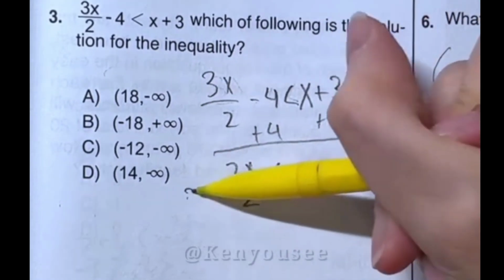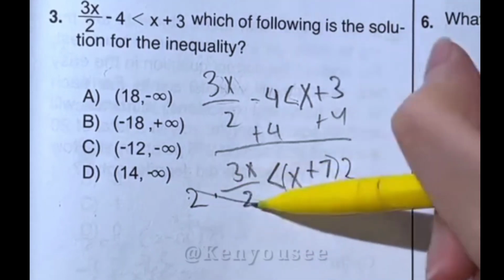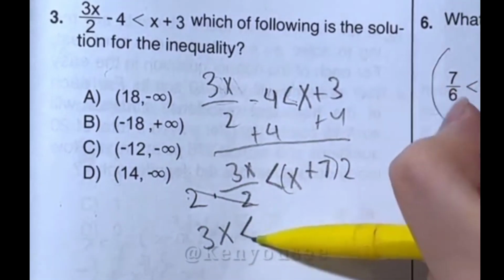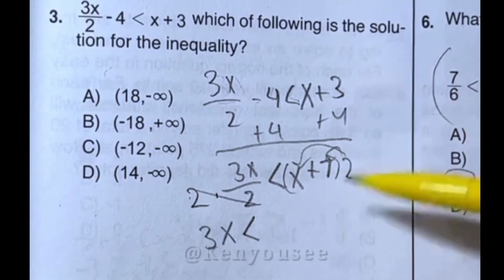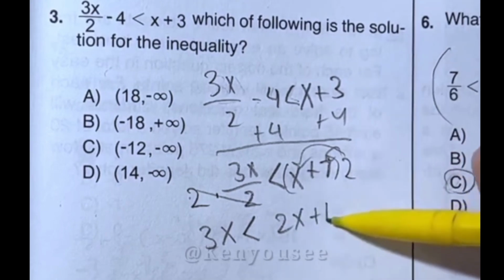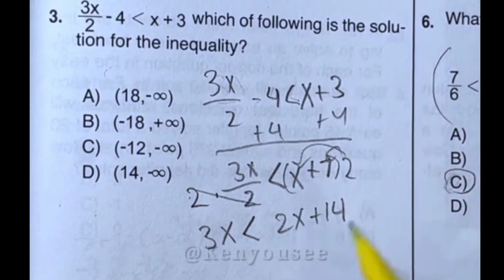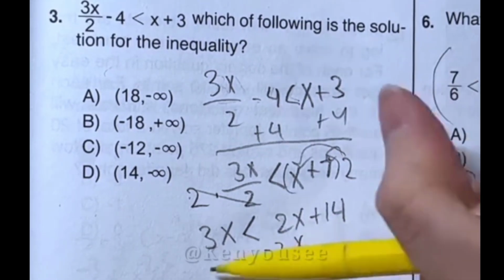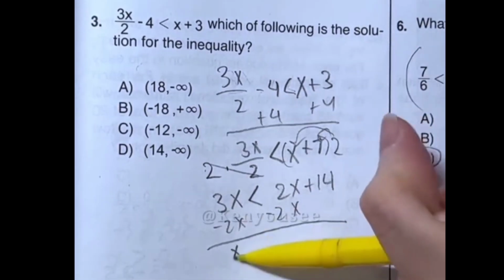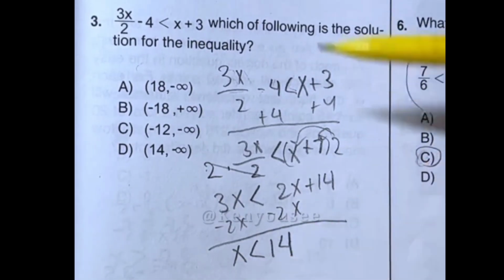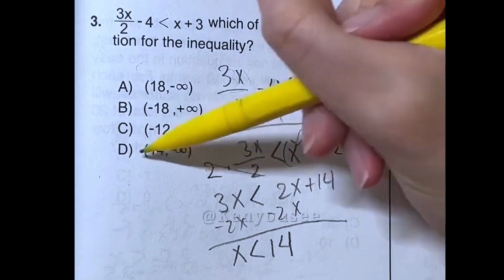So we multiply both sides by 2, which is going to give us 3x is less than, so we distribute, 2 times x is 2x, 7 times 2 is 14. And then we're going to have to move 2x to the other side, so we subtract 2x on both sides, giving us x is less than 14. So what interval does that fall into?